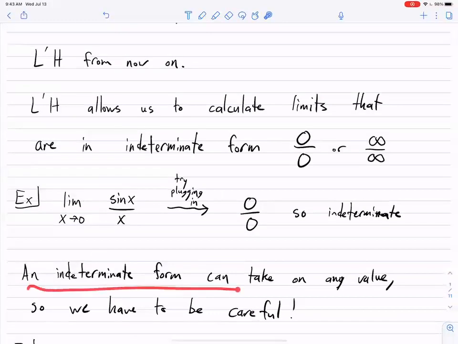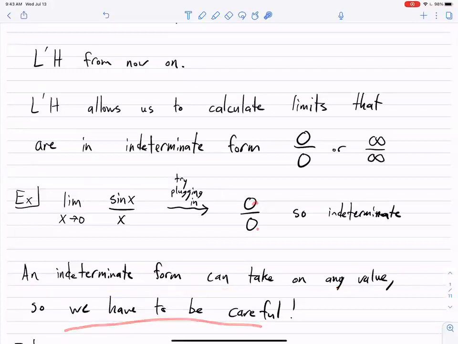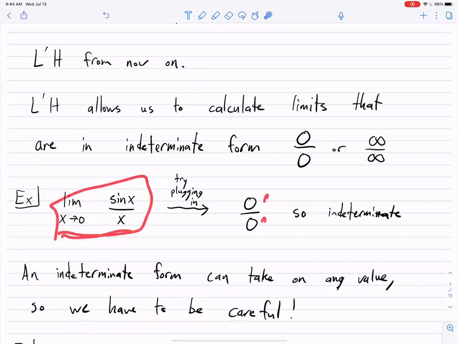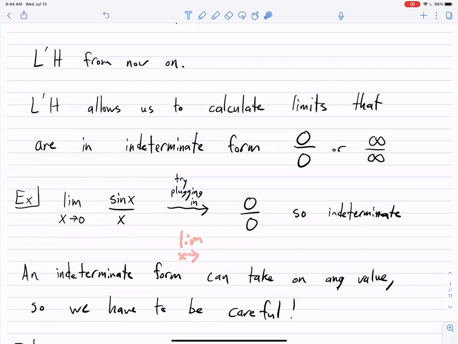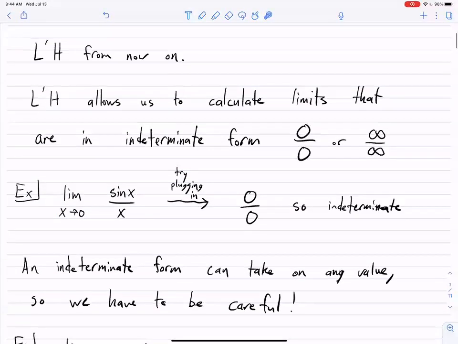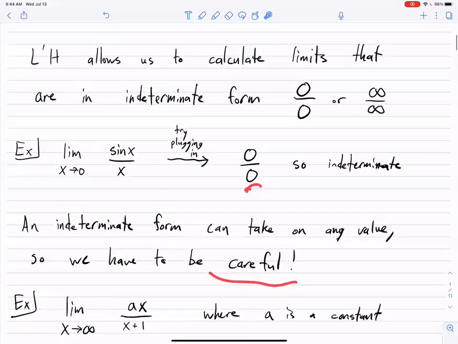And so an indeterminate form can take on any value. So we have to be careful. When it says 0 over 0, we have no idea what that means. Like this limit could be anything. This one in particular is equal to 1. But there are other limits of the form 0 over 0. For instance, the limit as x approaches 0 of x squared over 2x squared is 1/2. And so it depends, and you have to be very careful. These are indeterminate. They can be anything.